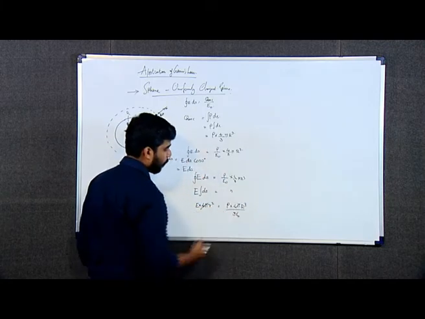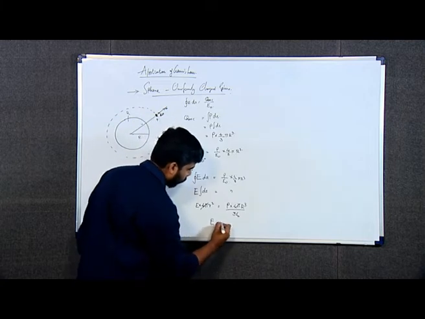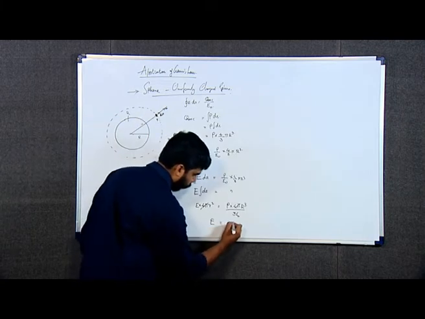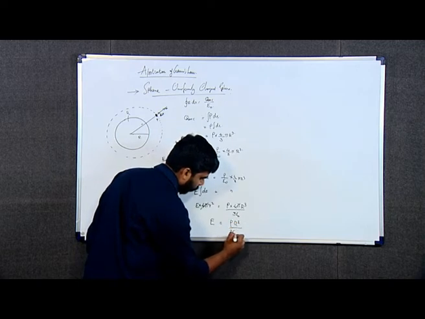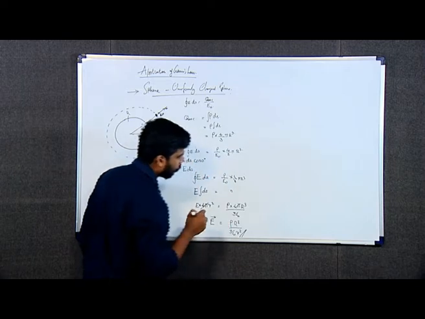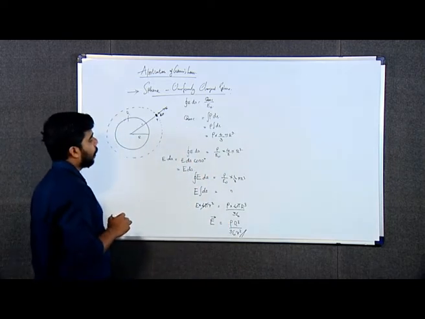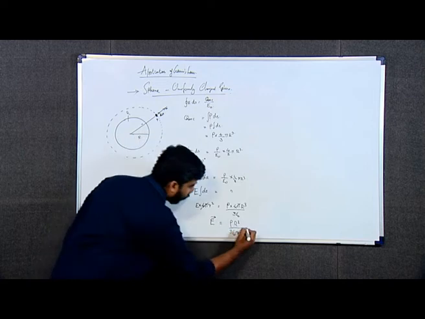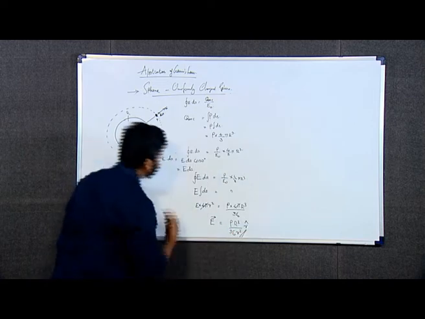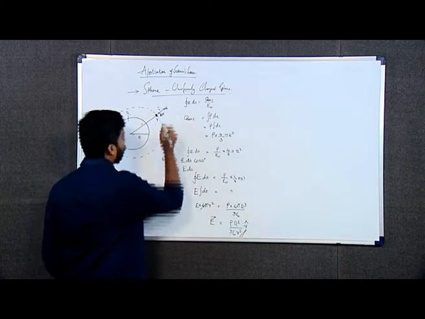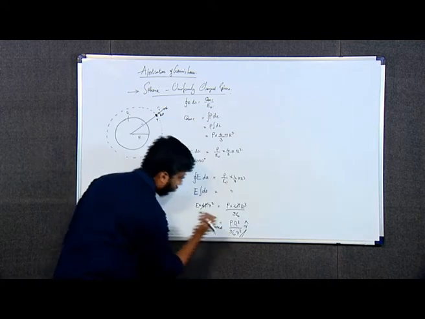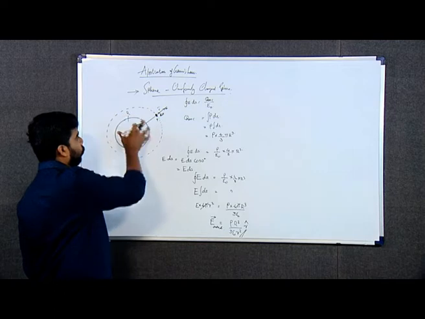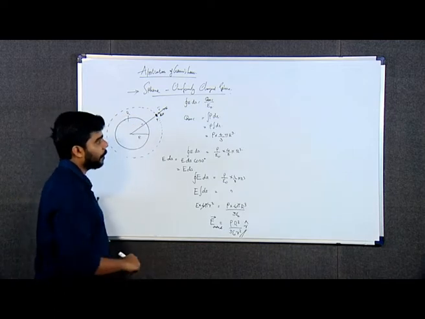4 pi and 4 pi will go. So E is equal to rho r cube by 3 epsilon 0 r square. This is the electric field produced at the point outside. Since it is a vector, I should write a unit vector r cap along this direction, which is the electric field produced at an outside point P for a uniformly charged sphere.